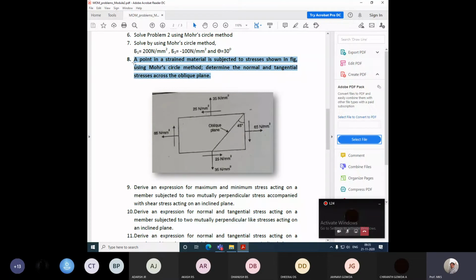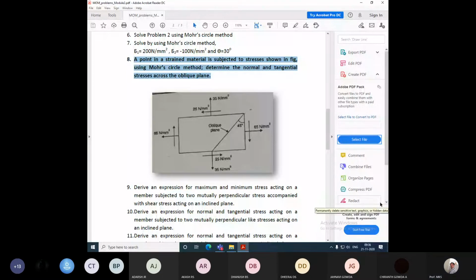Method, that is the third method in the Mohr circle. Whenever the stress is acting in two mutually perpendicular directions with shear stress, we have solved this in the analytical method. Stress in the x-axis, sigma 1, is 65, sigma 2 in the y direction is 35, and shear stress is 25 Newton per mm square.